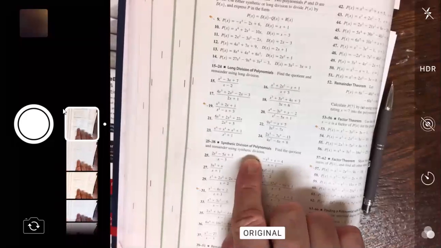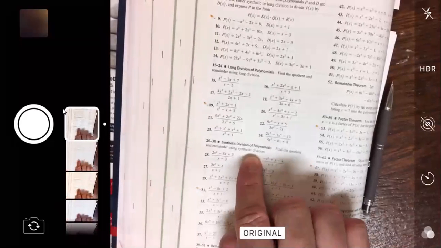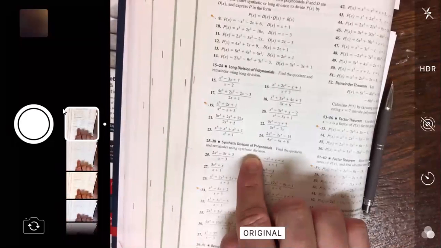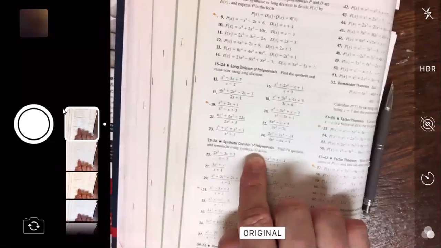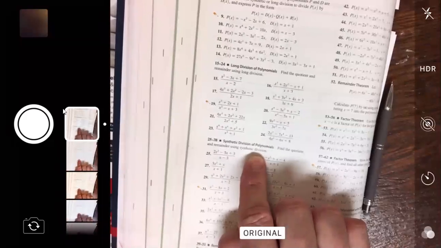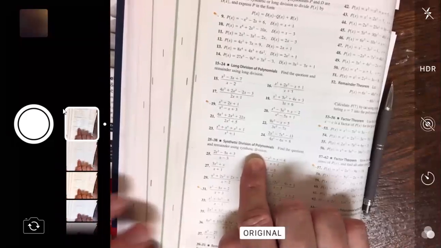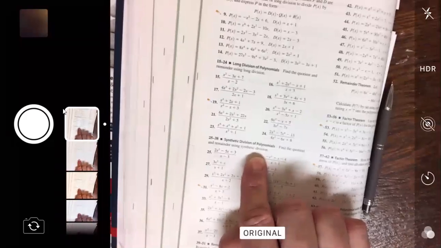I run into people who've learned synthetic division and swear by it. And if you're one of those people, help yourself. You'll get the same answer. But I don't teach it. I do it all by long division. Is synthetic harder? No, actually, it's supposed to be easier.